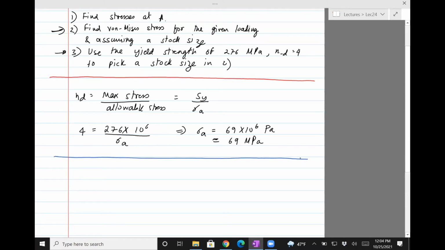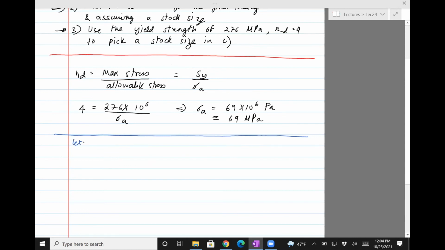So we found the allowable stress. Now what we need to do is we choose a stock size. We'll find the von Mises stress for a stock size, and we need to see if the von Mises stress for that stock size is less than sigma A, 69. If it's less, it's good to go. If it's not less, then we need to choose the next stock size and so on. Right? That's what we'll do. So let's find the von Mises stress.